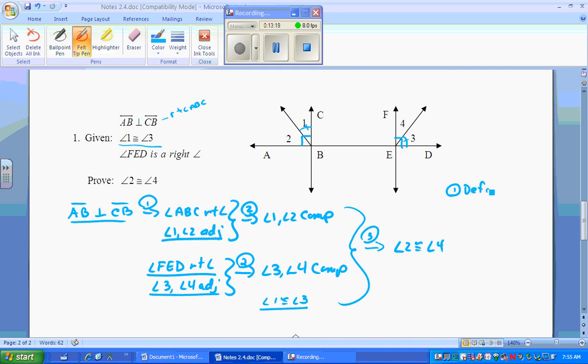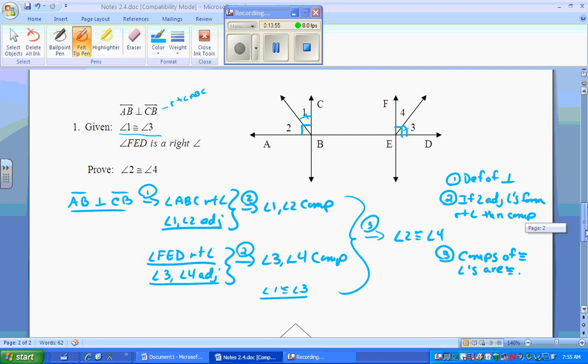Reason 1, that is definition of perpendicular. Reason 2 states, read it, if two adjacent angles form a right angle, then complementary. Reason 3 is the new one we just learned today. Complements of congruent angles are congruent. And we're done with our first proof from 2.4.